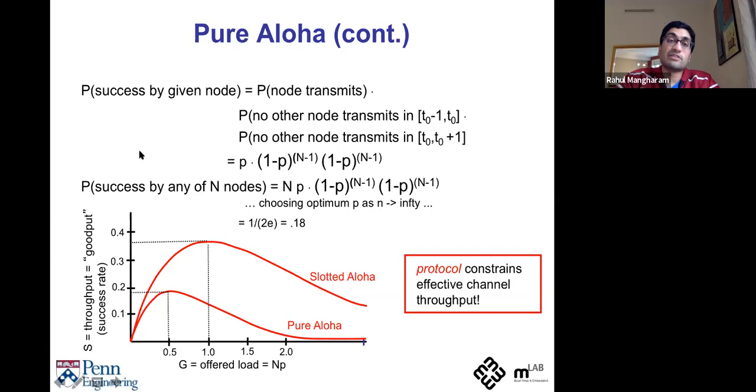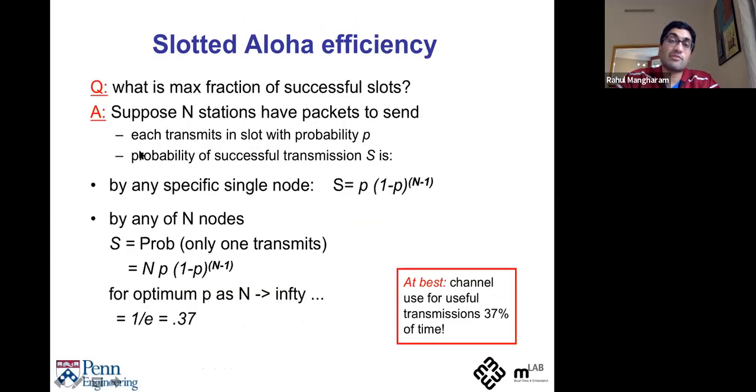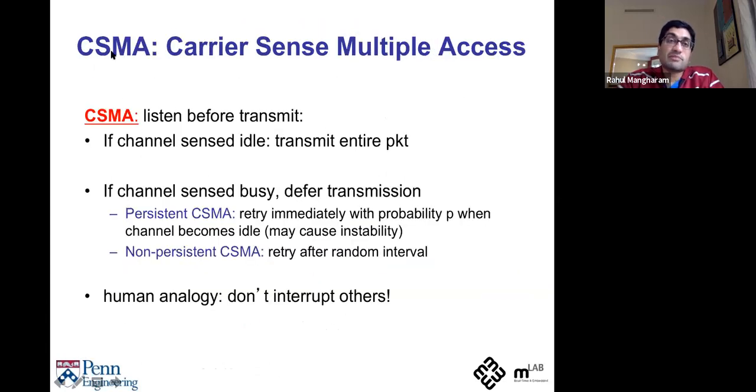Sounds so common sense, but that's exactly what... So then comes up this approach called carrier sense multiple access. It just has a really simple philosophy, right? All it's saying is: listen before you transmit.